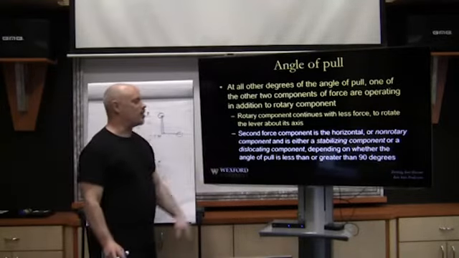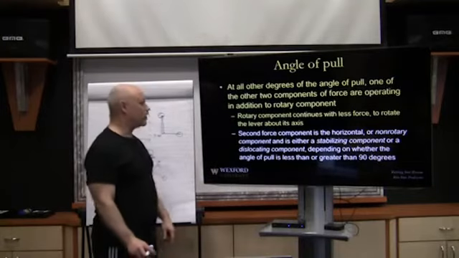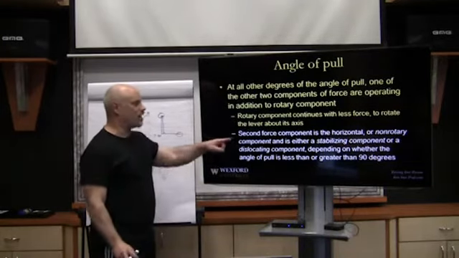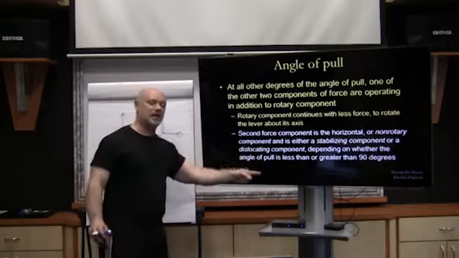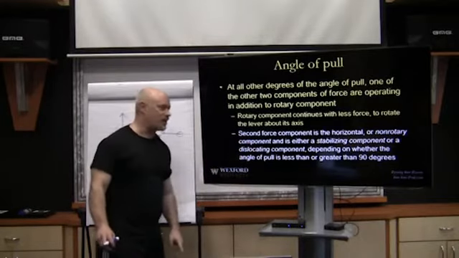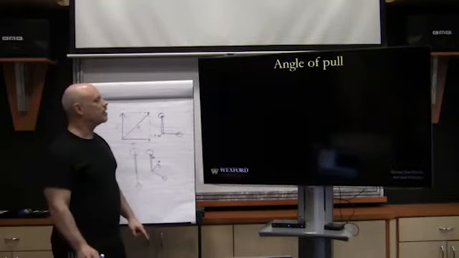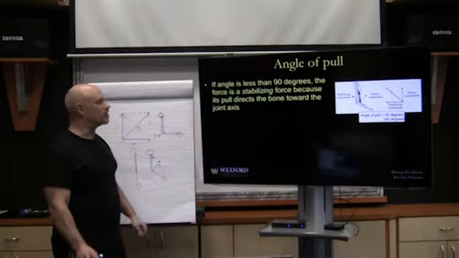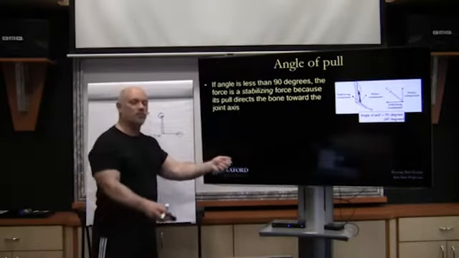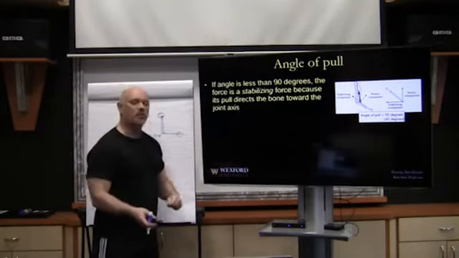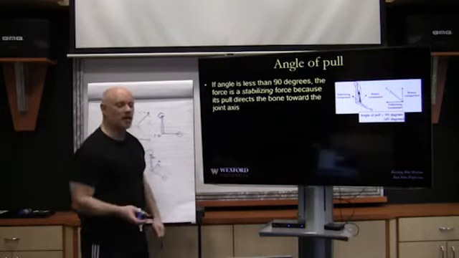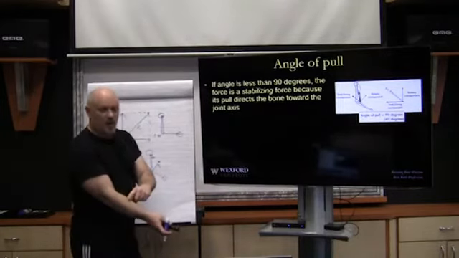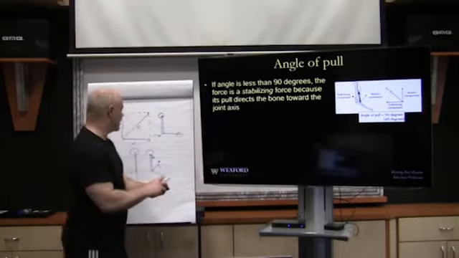The non-rotary component is either a stabilizing component or a dislocating component, depending on whether the angle of pull is less than or greater than 90 degrees. If the angle is less than 90 degrees, the force is a stabilizing force because its pull directs the bone toward the joint axis. It's actually pulling the lower bone into the joint and stabilizing it.